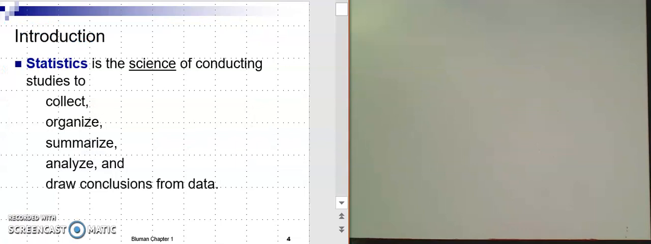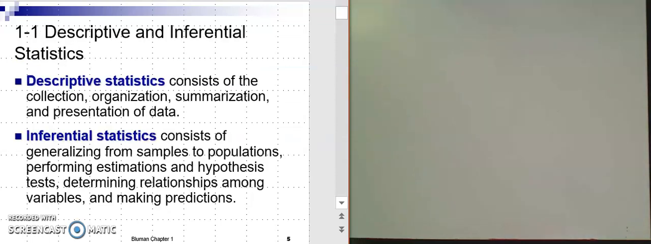So let's start. To begin with, statistics is the science of conducting studies to collect, organize, summarize, analyze, and draw conclusions from data. Well, the first three words that are listed in that definition there, collect, organize, and summarize, fall into the category of descriptive statistics, whereas the last two terms, analyze and draw conclusions, deal with inferential statistics.